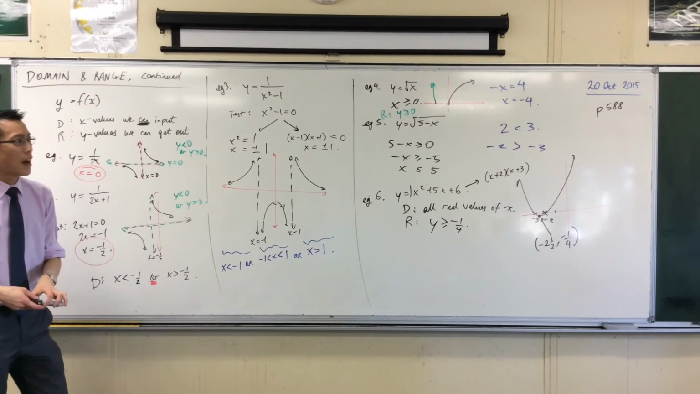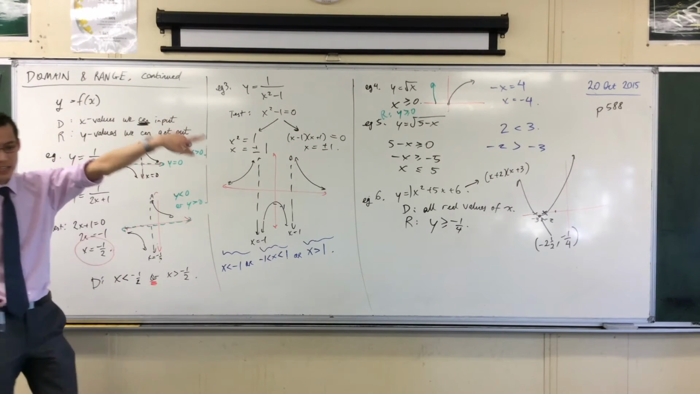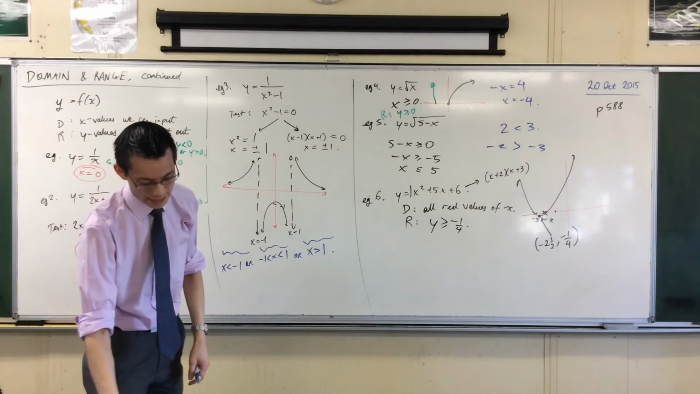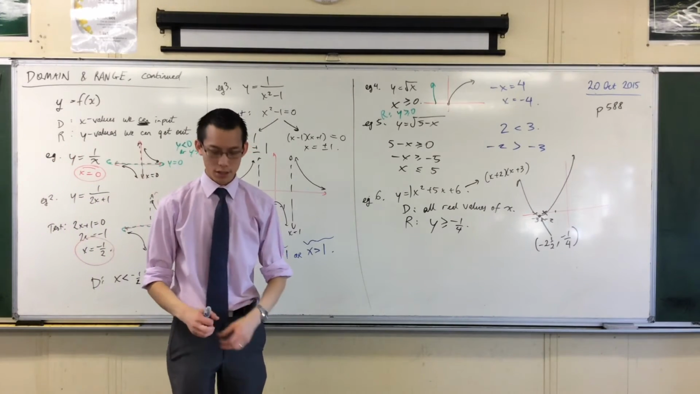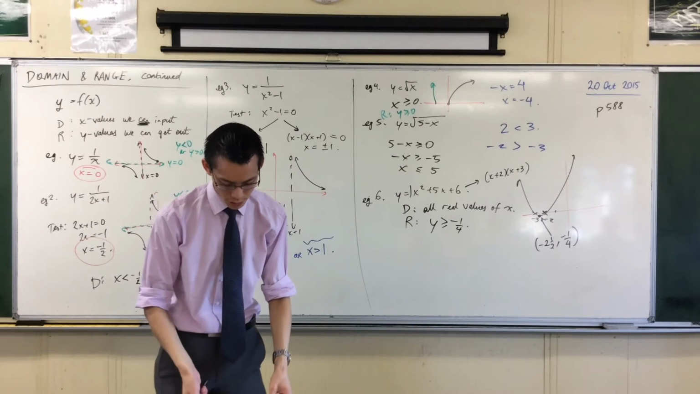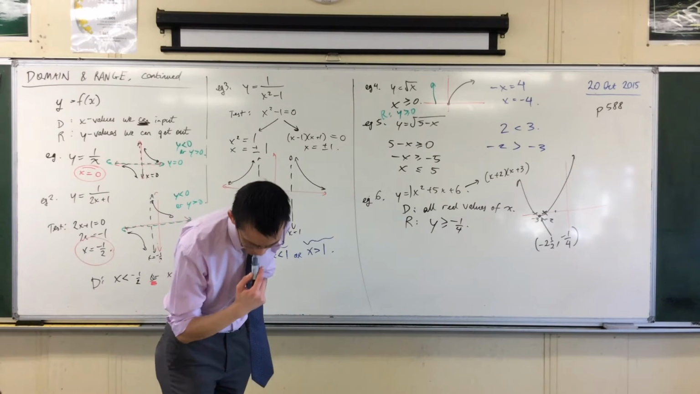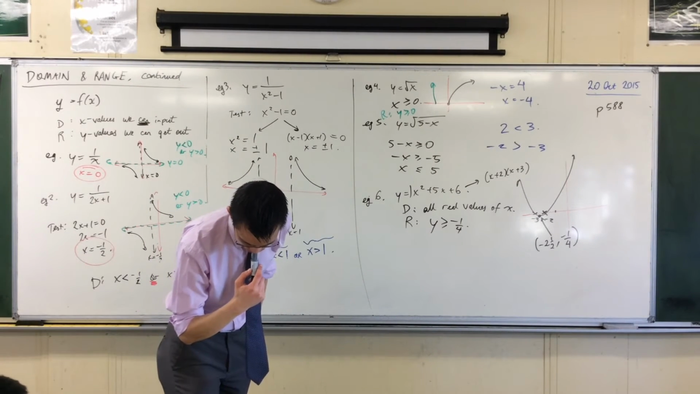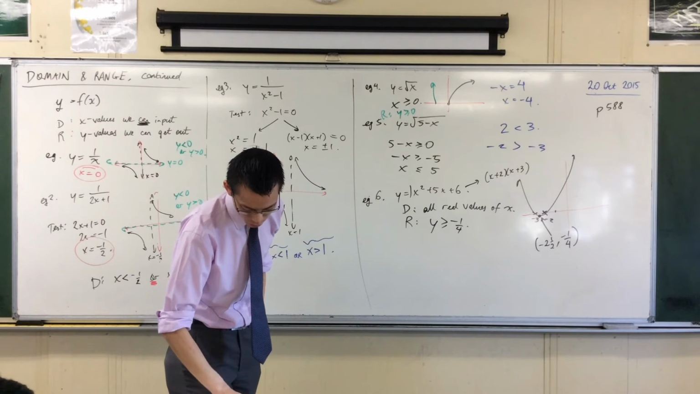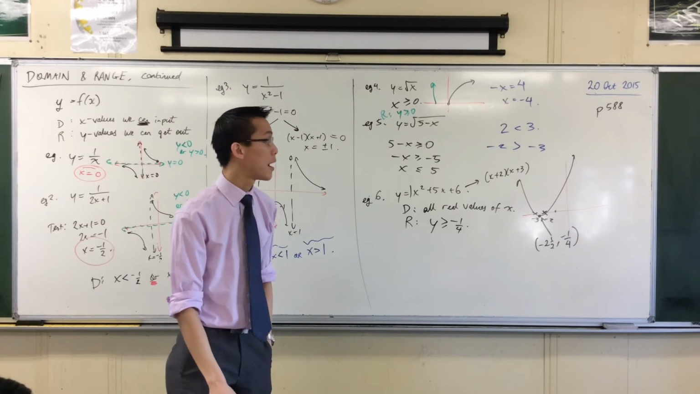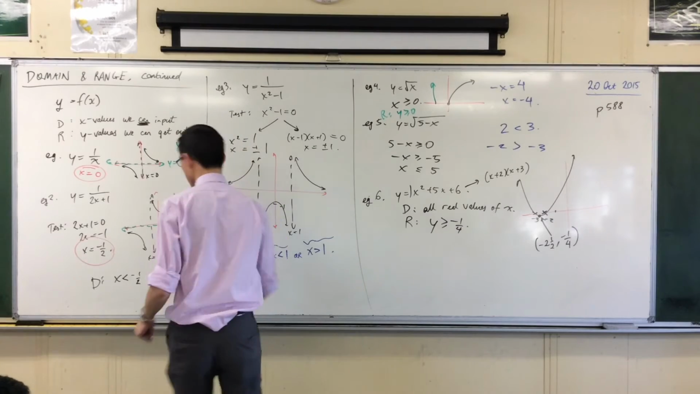Okay, so I want to draw your attention now, if you haven't already, to page 588, and you can see there's a few sneaky examples there. So for instance, let's have a look at a question like part I. Can you see part I? Right, so it looks like this.